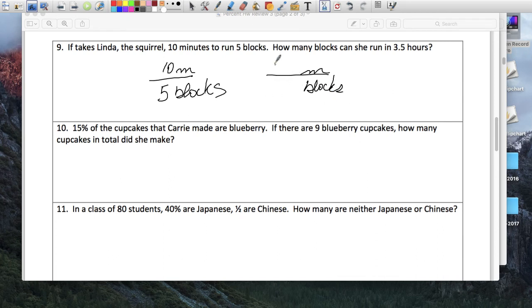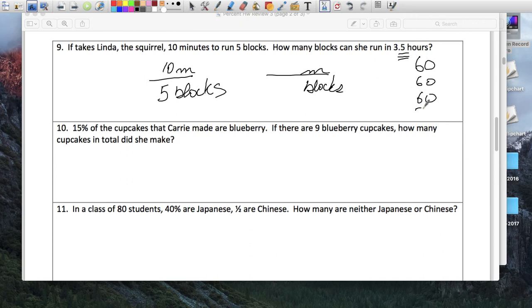3.5 hours to minutes. So 1 hour, 60 minutes. Second hour is another 60. Another hour, 60. And 0.5 means half of an hour, which means the same thing as 30 minutes. So if I add all this up, I get 210 minutes. So 3.5 hours is the same thing as 210 minutes.